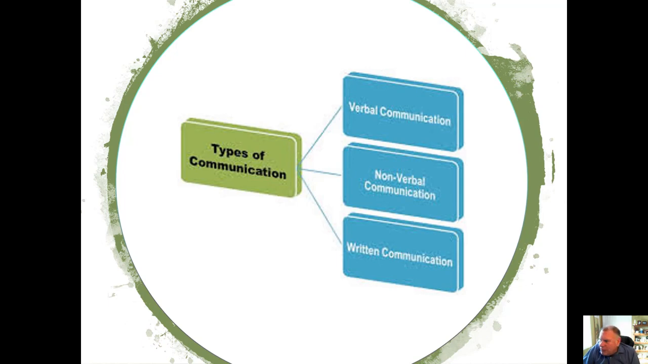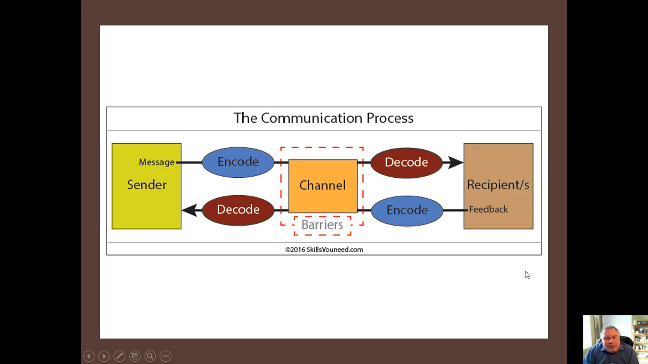So let's keep going and look at the communication process. In this case, a sender encodes a message and sends it through a channel or medium, which is what we just looked at: verbal, nonverbal, written. The recipient decodes it and then provides feedback, encodes it, and it goes through the channel, and within the channel there are a lot of barriers. Then it's decoded by the sender. So if this is how the process works, let's keep digging down a little bit.